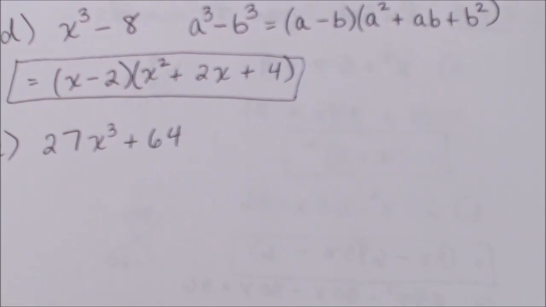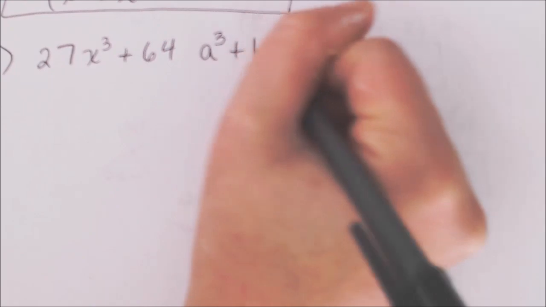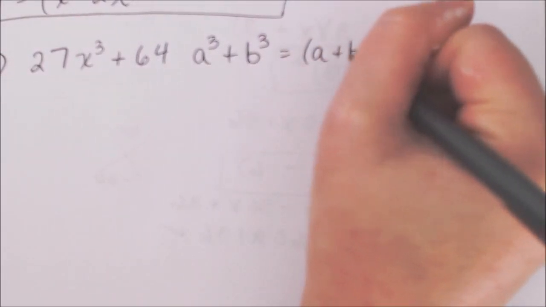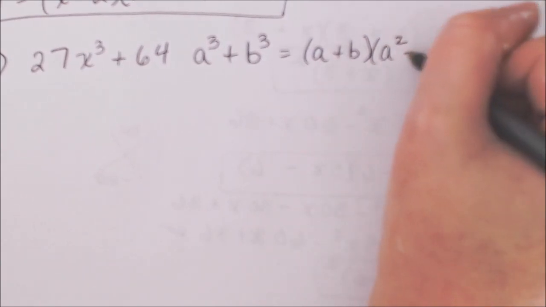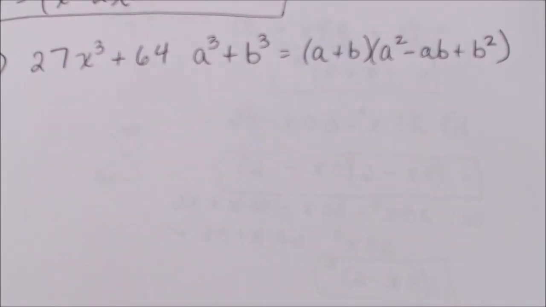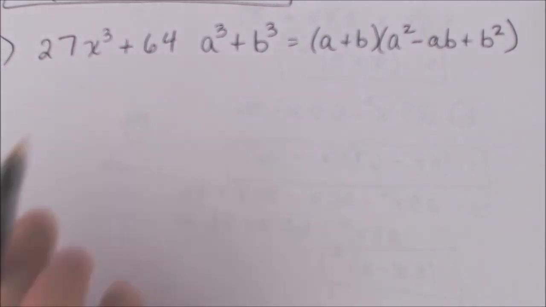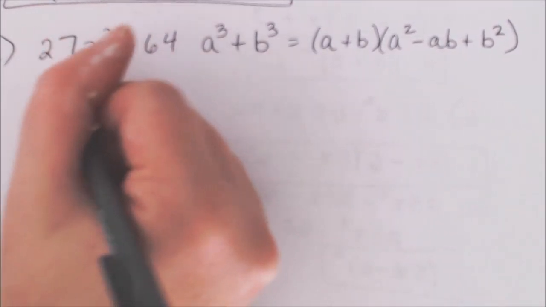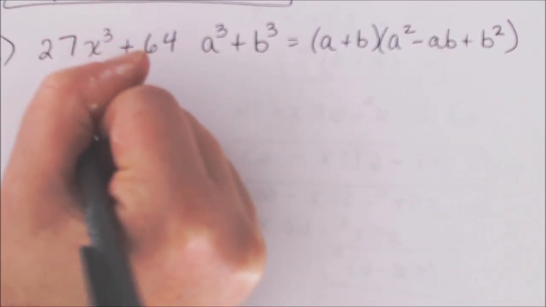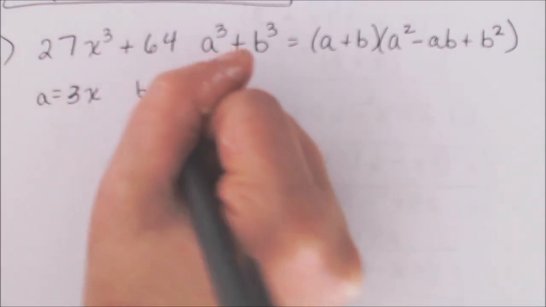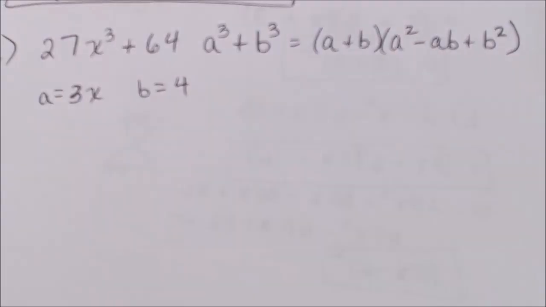So if you look at your handout there, we have a formula for the sum of cubes. So it breaks down like this. a cubed plus b cubed turns into a plus b times a squared minus ab plus b squared. And that's the formula we're going to use. So we need to figure out what is a and what is b in this example. a would be the cube root of 27x cubed. So that would be, I'll write it out, 3x. And b is the cube root of 64, which is just 4.